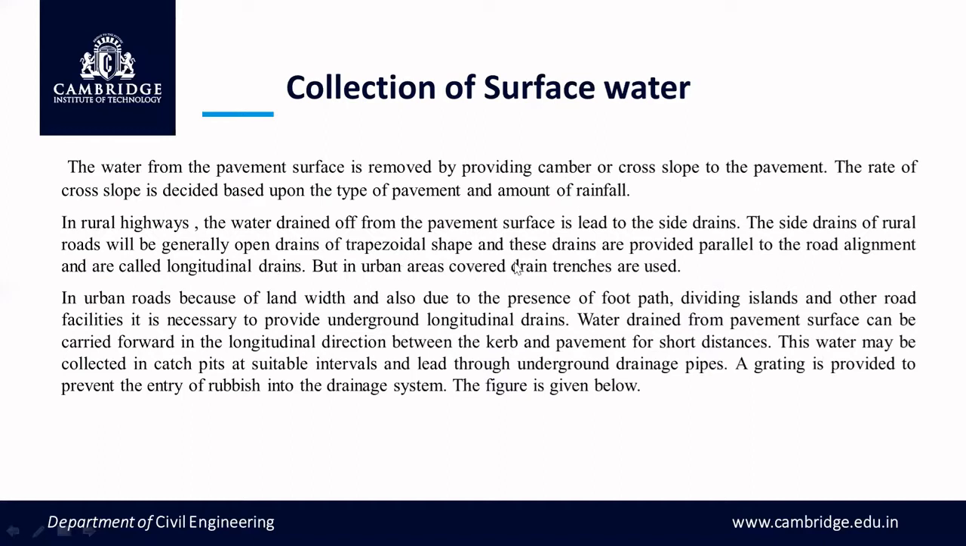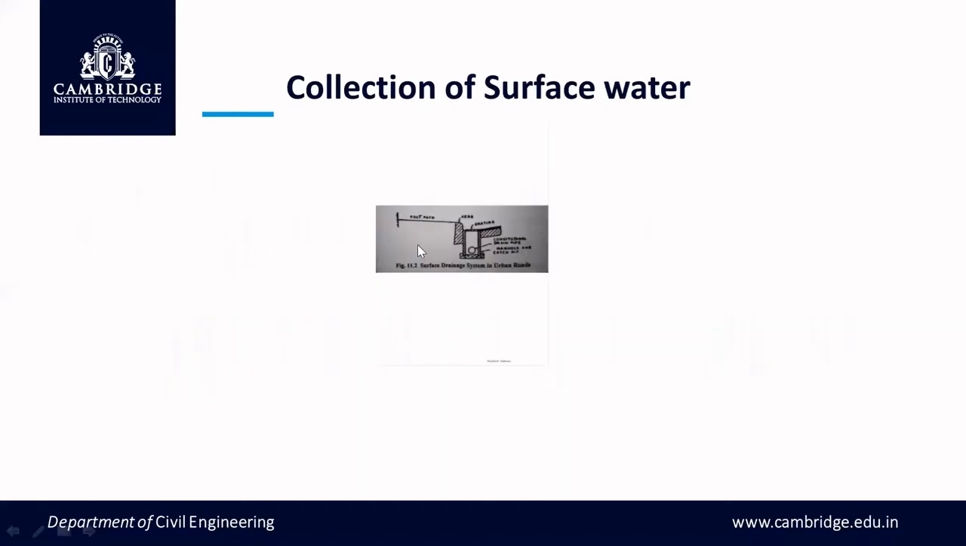But in urban areas, covered drain trenches are used. In urban roads, because of the limited land width and also due to the presence of footpaths, dividing islands and other road facilities, it is necessary to provide underground longitudinal drains. Water drained from the pavement surface can be carried forward in the longitudinal direction between the curb and pavement for short distances. This water may be collected in catch pits at suitable intervals and led through underground drainage pipes. A grating is provided to prevent the entry of rubbish into the drainage system. The following figure shows how the collection of surface water and its leading into the drain is done.